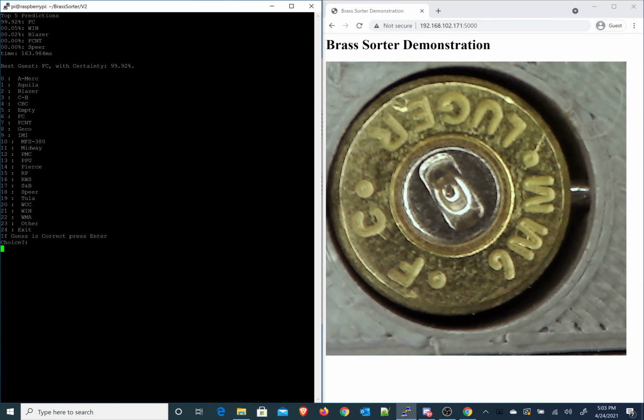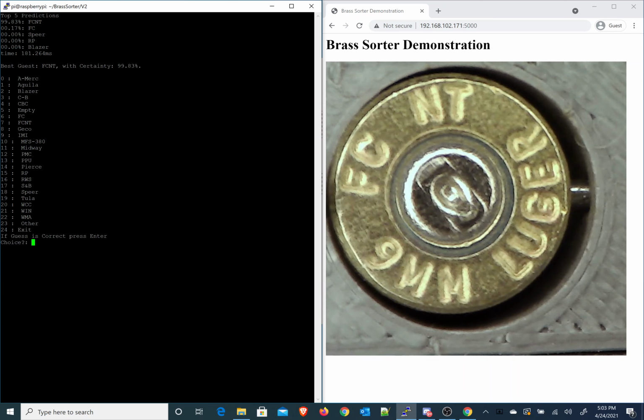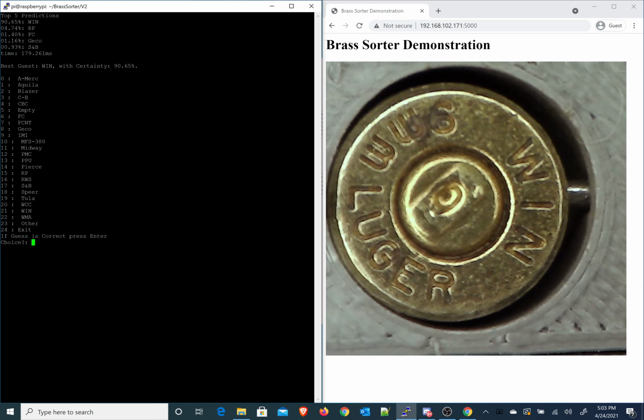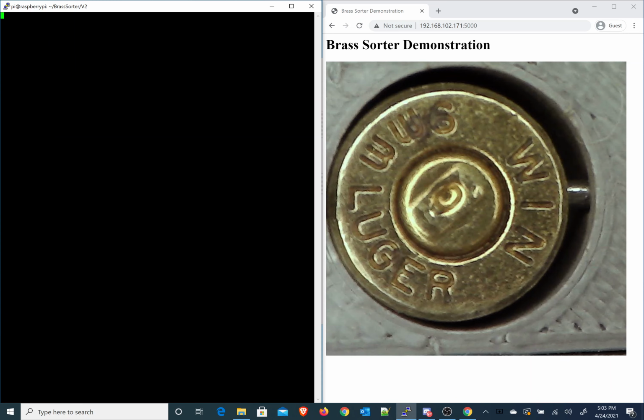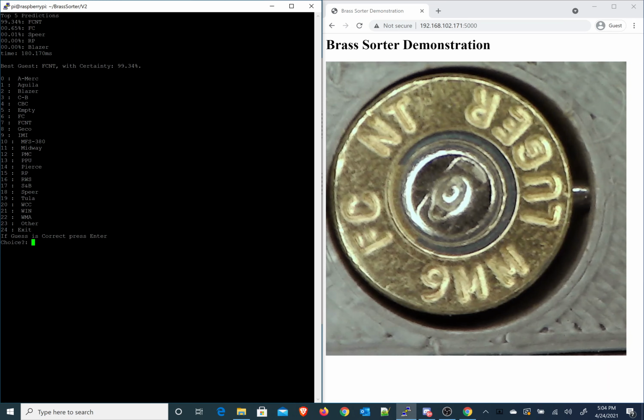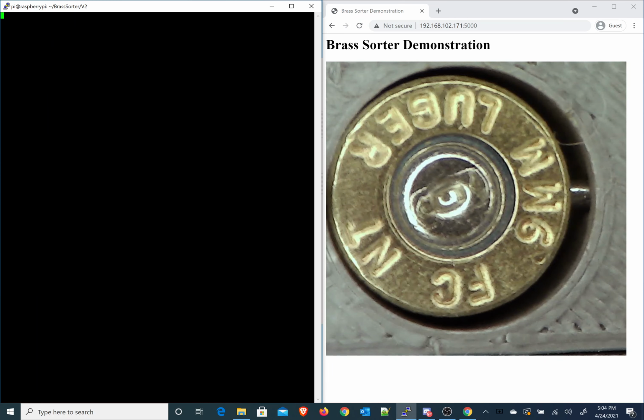So this is another one that's correct. See here, same thing. This is correct. Got a Winchester, barely passes the 90% threshold marker, but it is correct. Got an RP, pretty confident on that one, 99%. Same thing with the FCNT, that's correct again.